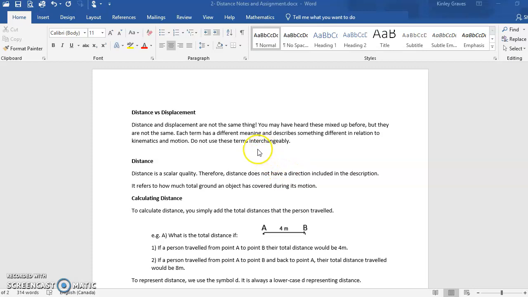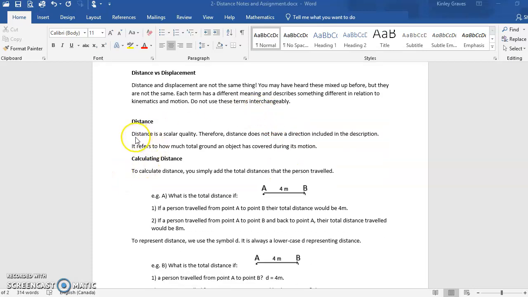So like I said, today we're going to focus on distance. Distance is a scalar quantity. When we talked about scalars, we know that means it does not have a direction included in its description. So distance, the definition, refers to how much total ground an object has covered during its motion. So it's the total amount of ground that an object covered during its motion. If we want to calculate distance, we simply add the total distances that the person traveled.